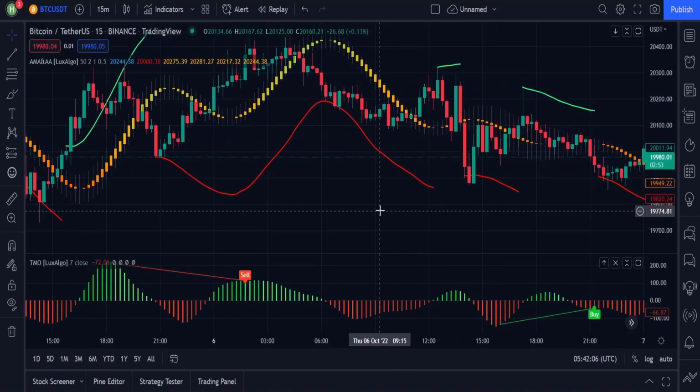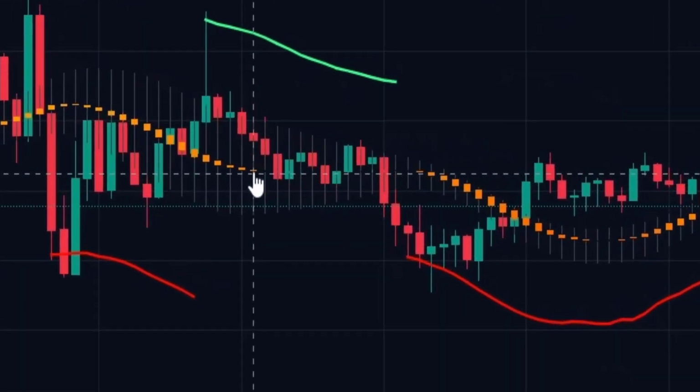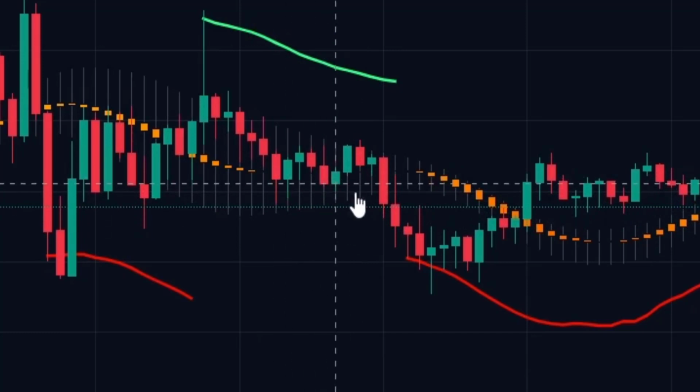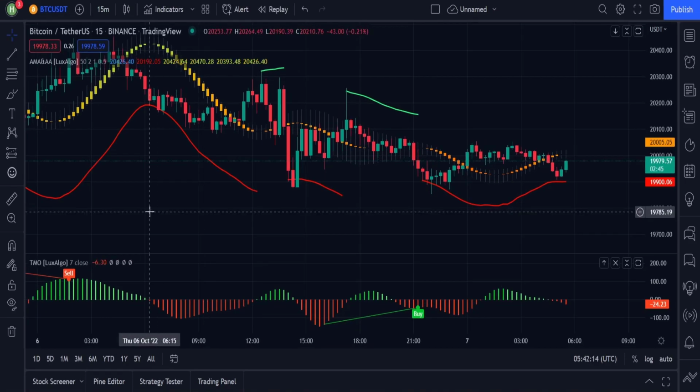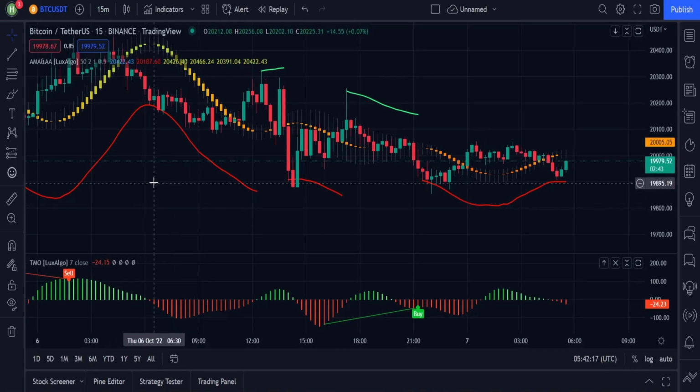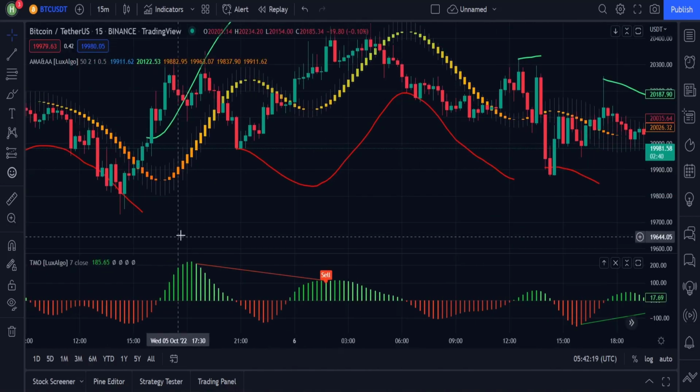It's very easy to spot a ranging market with this indicator. Notice when the volume in the market is low, the smooth candles are barely seen, and so it's very important for us to keep an eye on these candles because they can eliminate a lot of potential losing trades.